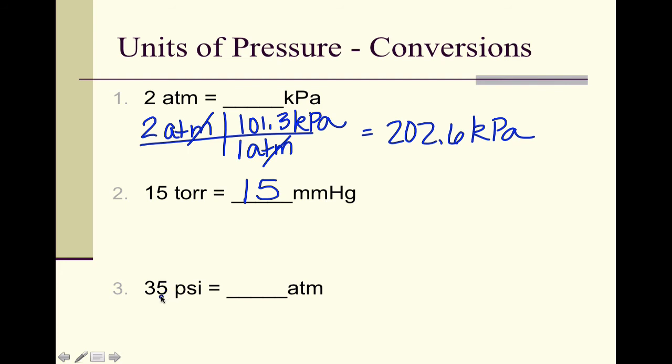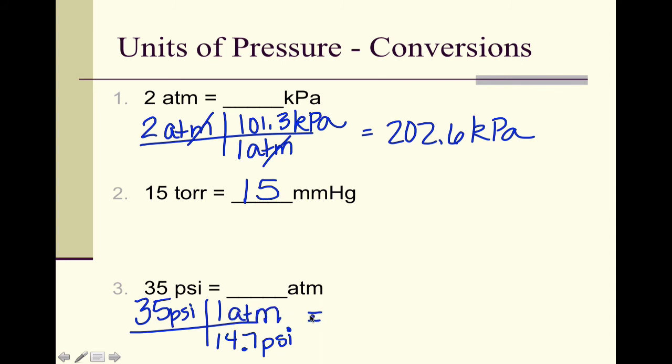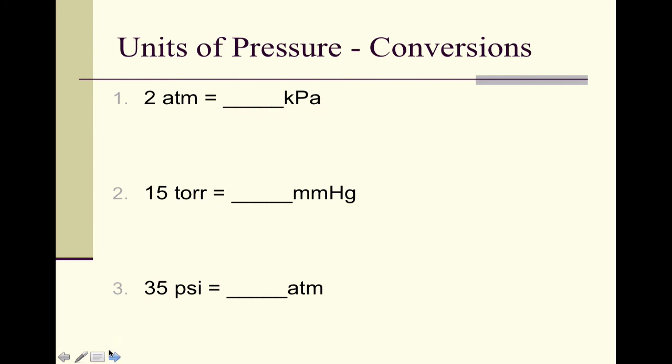And this last one, 35 psi, pounds per square inch, we want to convert that into atmospheres. So start with what you're given, go back to your table, find the conversion factor, and you'll see that 14.7 psi is 1 atm. And when I do that conversion, I end up with 2.38 atmospheres. So just using that table as your conversion factors, these aren't too bad. It's kind of going back to the first of the year when we were just converting units.